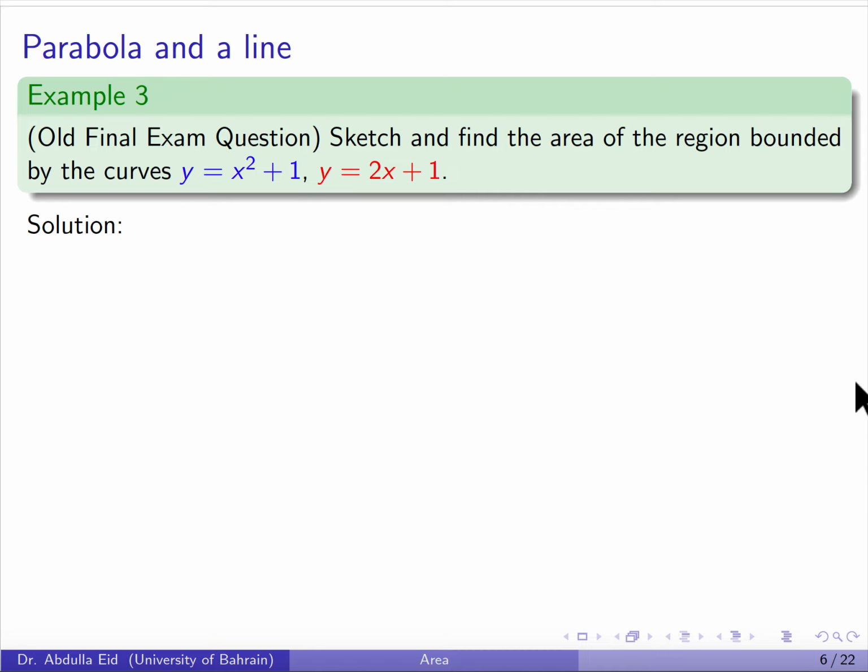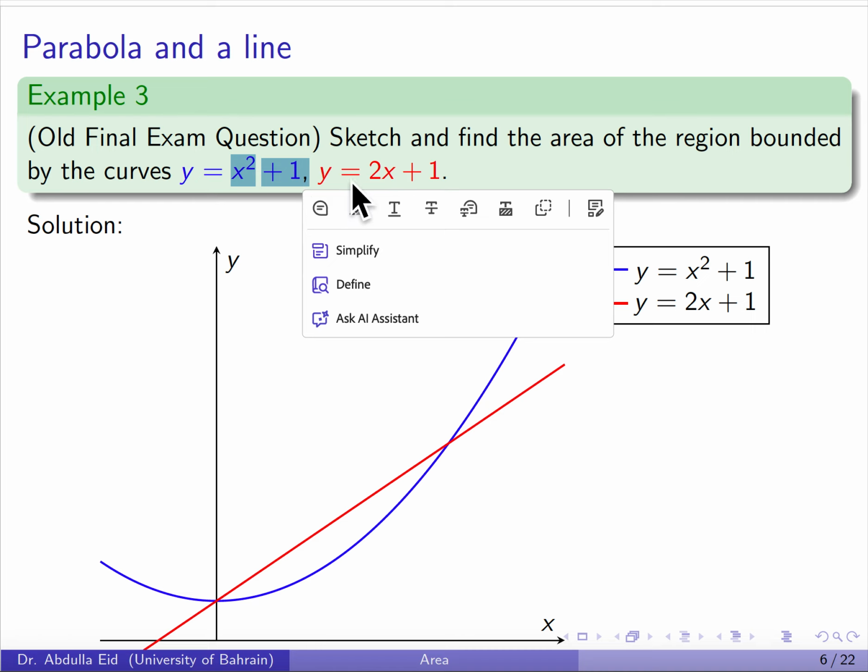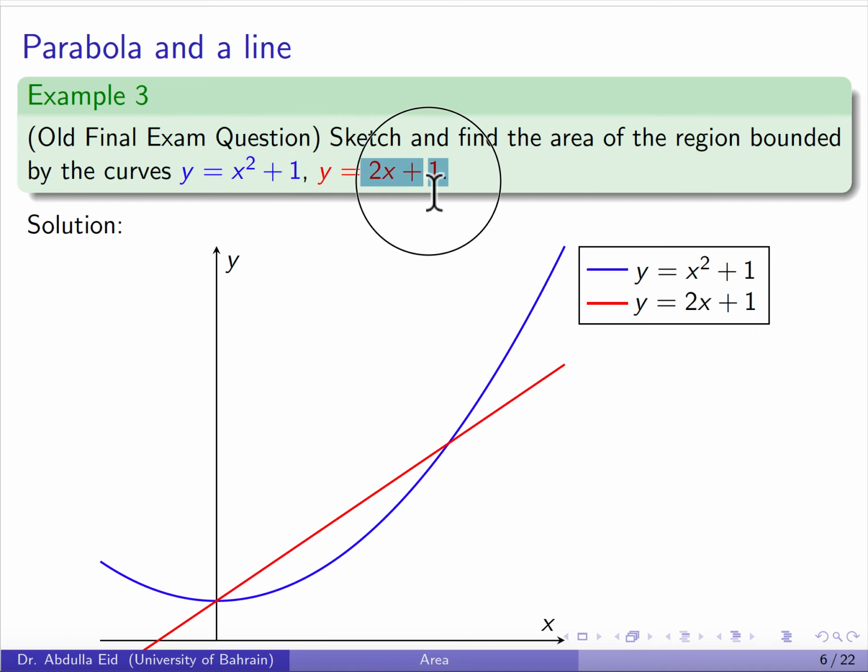Now, of course, if we sketch them, we know how to sketch a parabola, we know how to sketch the line, we will get something like this, which looks like most probably we will have two intersection points. How do we find the intersection points? Exactly as we just did. We have to make the blue function, which is x squared plus 1, equal to the red function, which is 2x plus 1.